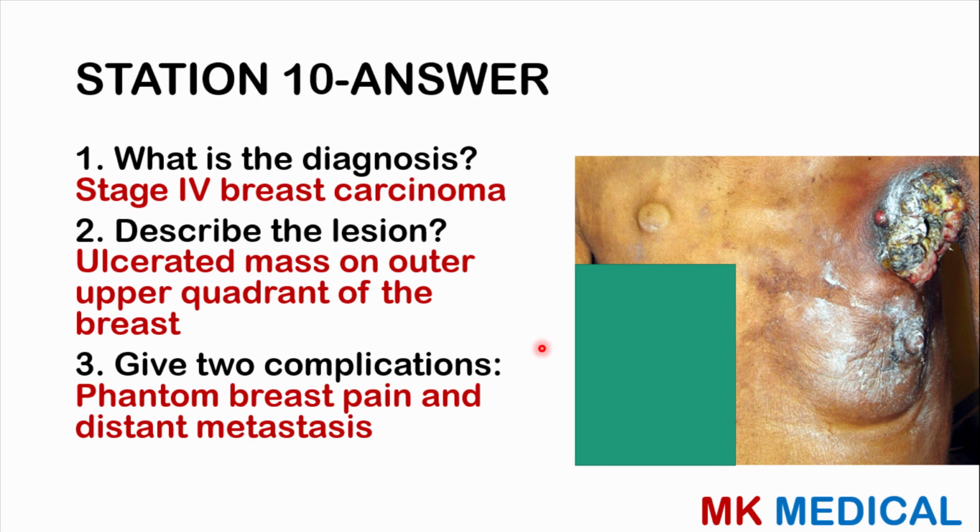Then this is obviously an ulcerated mass that's found in the upper outer quadrant of the breast with some necrotic tissue that can be visualized. And 2 complications could be, 1, phantom breast pain, as well as distant metastasis.